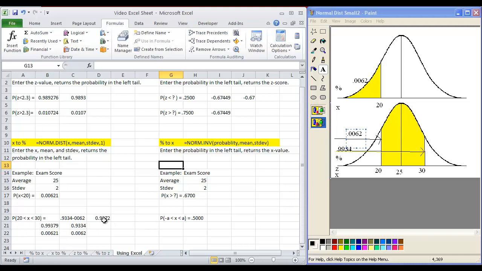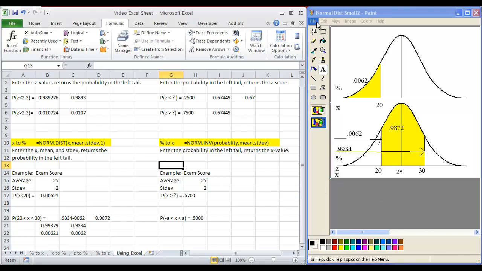So we have a 98.7% chance. So this area in here is now going to be a 0.9872. So there's a 98.7% chance the students should score between a 20 and 30 on the exam.